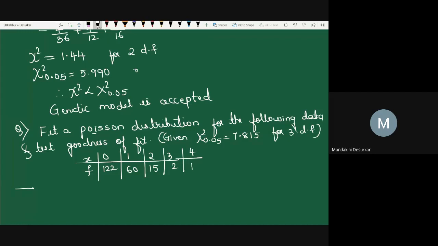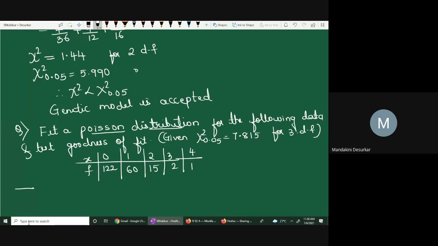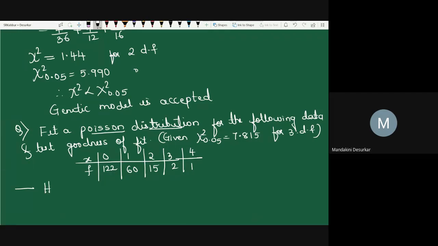Fit a Poisson's distribution. Now, this is the application of your chi-square. Fit a Poisson's distribution for the following data and test the goodness of fit. Now, my null hypothesis is that the Poisson's distribution is a good fit.